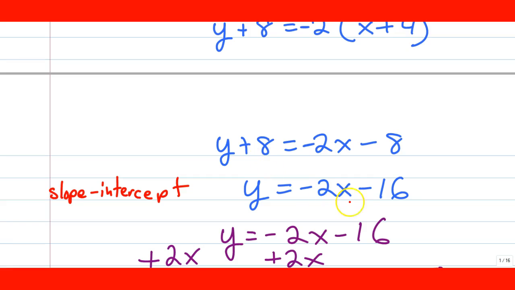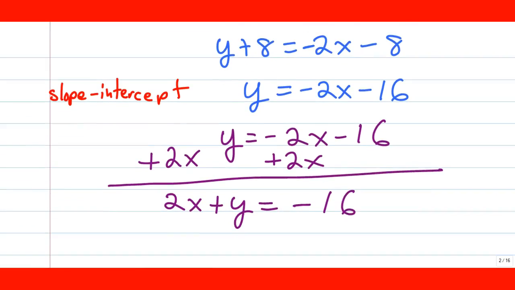Now I can move the 8 to the other side, so I will go ahead and subtract the 8 off both sides, so a negative 8 minus an 8 makes a negative 16. So now I have it in slope-intercept form. y equals a negative 2x minus 16. That's half the answer.